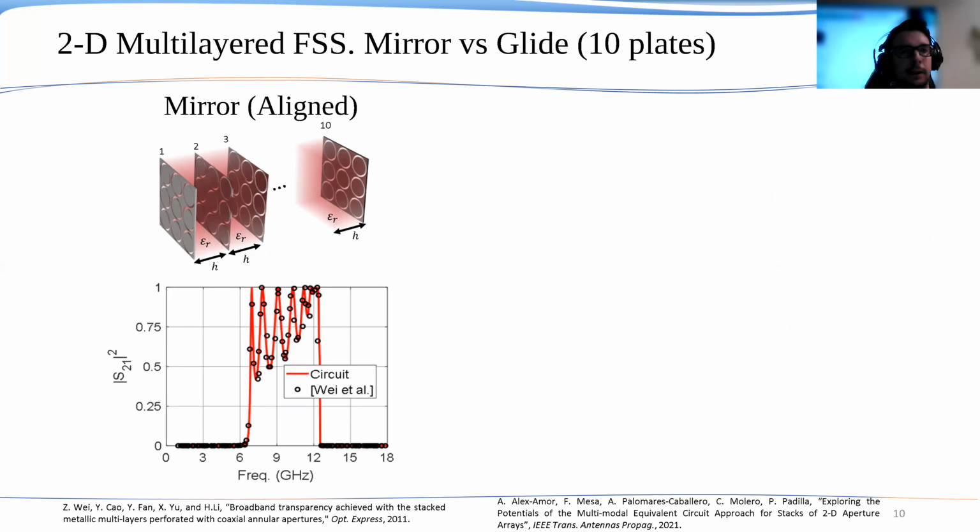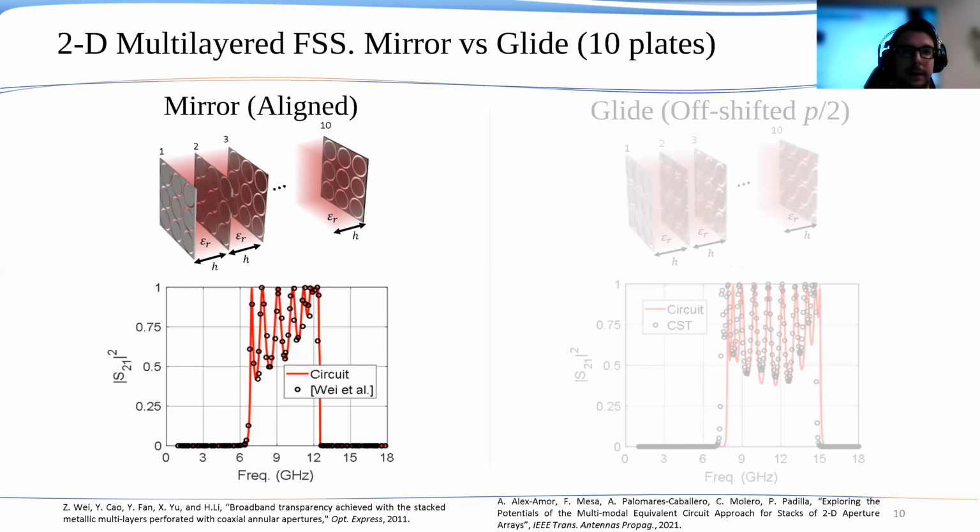Then we present the analysis of a 10-layer stack formed by annular apertures, as it can be appreciated in the figure. We will compare a mirror symmetric version and a glide symmetric version of the same structure. As it can be appreciated, for the mirror symmetric case, there is a very good agreement between our circuit approach and the reference results in the following reference, sorry.